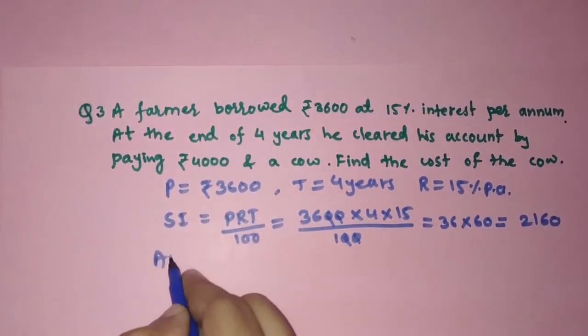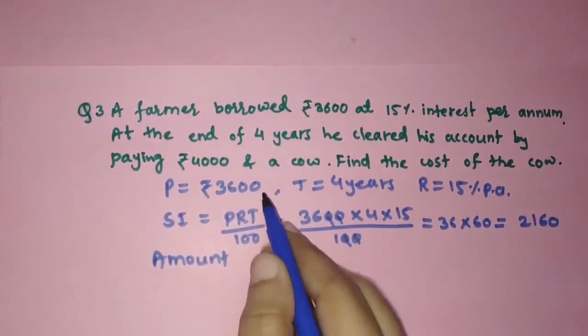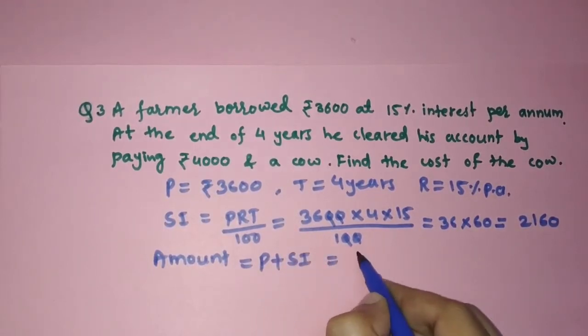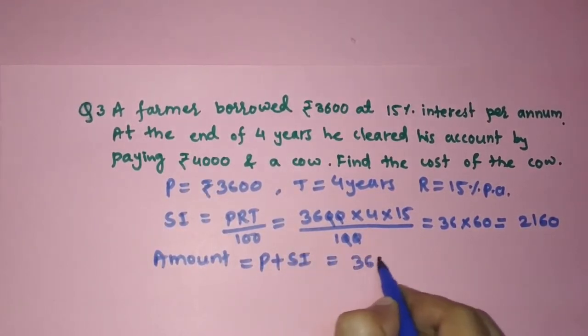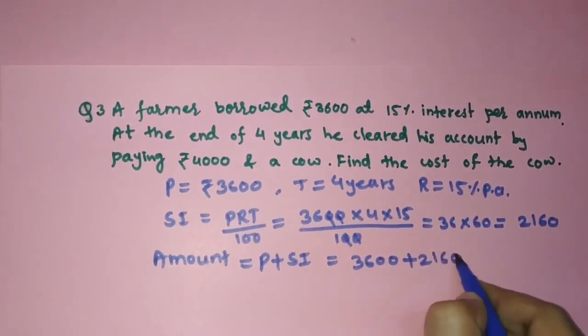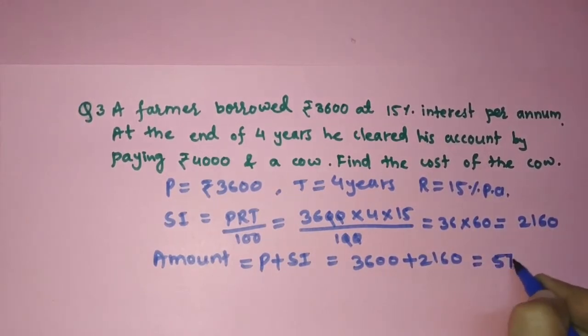So the amount is equal to, we'll write down the formula, amount is equal to principal plus simple interest. He took 3,600, which is the principal, plus he needs to return 2,160 as simple interest, which is equal to 5,760.